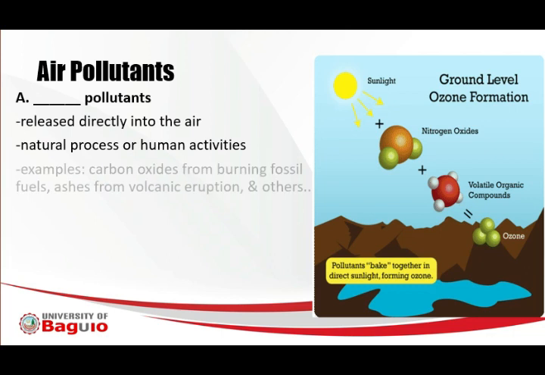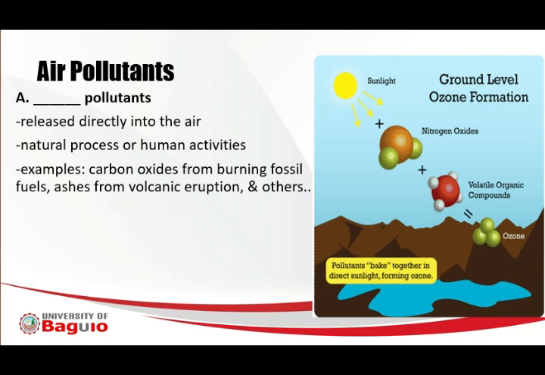What are some examples? We have carbon dioxide from burning fossil fuels or other kinds of burning activities. What else? Ashes from volcanic eruptions, and other examples of what we call primary air pollutants. Okay, so now a question.